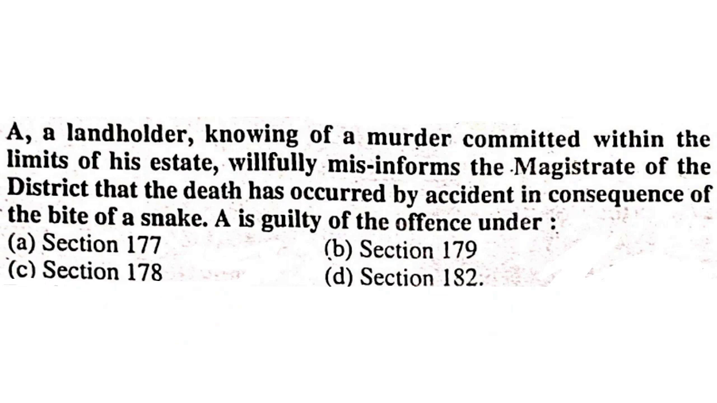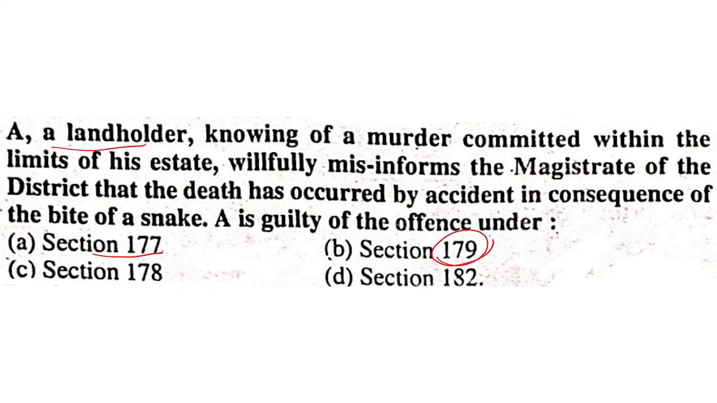A landholder, knowing of a murder committed within the limits of a state, willfully misinforms the magistrate of the district that the death has occurred by accident in consequence of the bite of a snake. A is guilty of the offense under section 177, 178, 179, or 182. It is under section 177, that is furnishing false information. So A is guilty of the offense of false information under section 177 of the IPC.